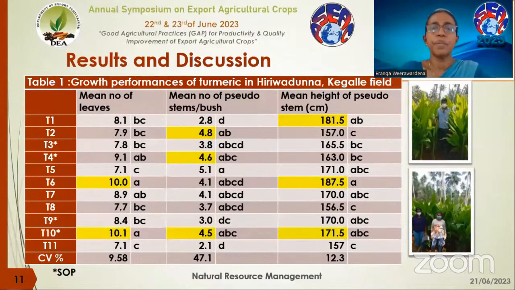First, growth performances of turmeric in Hirivadunna. You can see the mean number of leaves, mean number of pseudostems per bush, and mean height of pseudostems in centimeters. Actually, in K gold, the plant height was very high, nearly 6 feet. So they grew well. However, no significant differences were observed among treatments. Most of the time, the lowest values were obtained from T11, but it was not significantly different from other treatments.